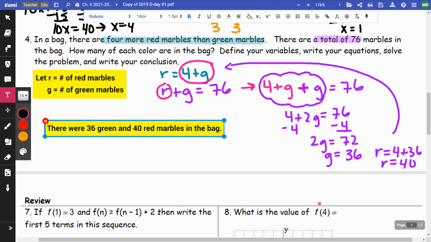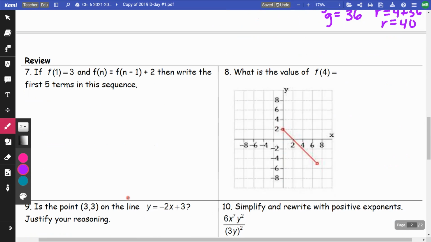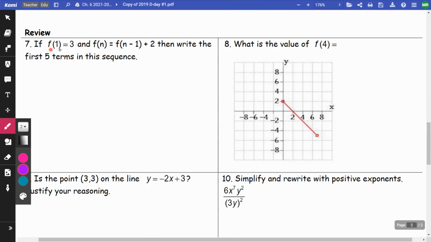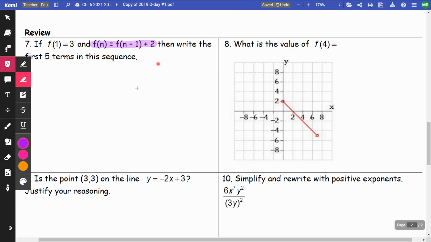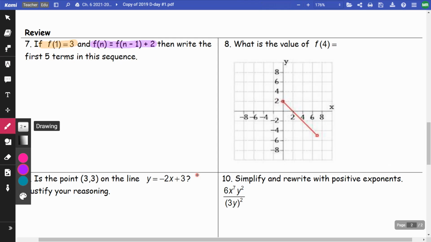Okay, now the next sections are review. So this one here, if f of 1 is equal to 3 and f of n is equal to f of n minus 1 plus 2. So this right here is your recursive formula. This right here is telling us that the first term of that sequence is 3. This is saying that it's arithmetic because we're adding 2, and they want us to list the first 5 terms.